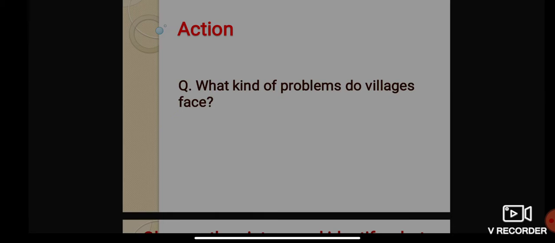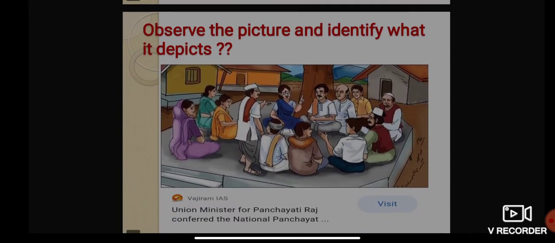There may not be teachers in the village schools or proper doctors in the health centers. So those are some of the problems that villagers may face: scarcity of water, bad road condition, no teachers in the village school, or no proper doctors to look after the sick in the health center. Today we will learn about the ways in which a Gram Panchayat tries to solve problems in a village.